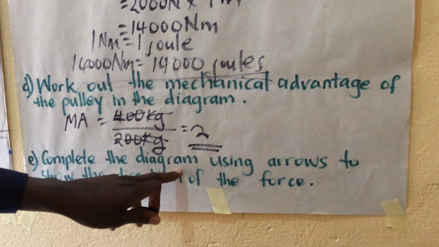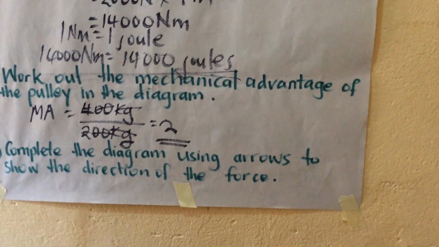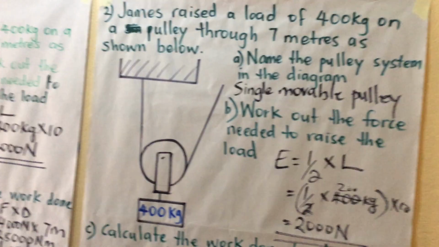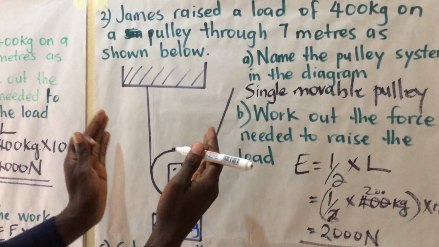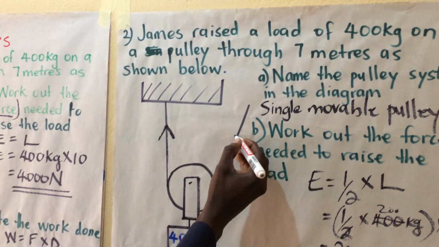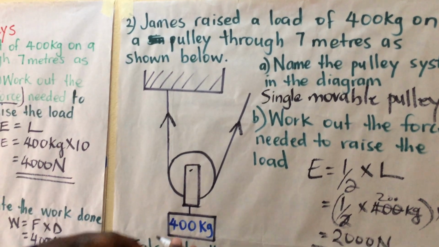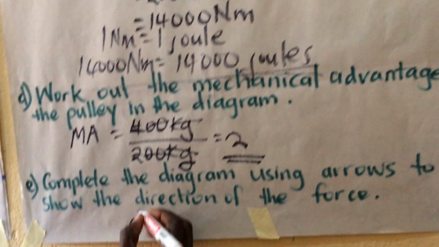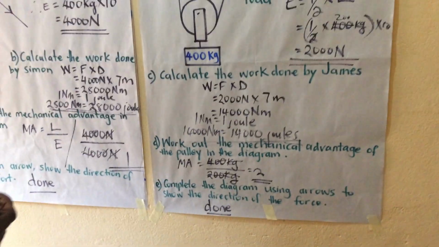Then complete this diagram using arrows to show the direction of force. We need to know which arrow is facing up, which one is facing down. Are they both facing up? Are they both facing down? We said this pulley has got 2 supporting forces. Therefore, both arrows are pulling upwards. That one is facing up, and this one is facing up. This one is also pulling up, and then our load will also move up. So that is it. Then you come and indicate done, so that they don't skip ticking your answer.